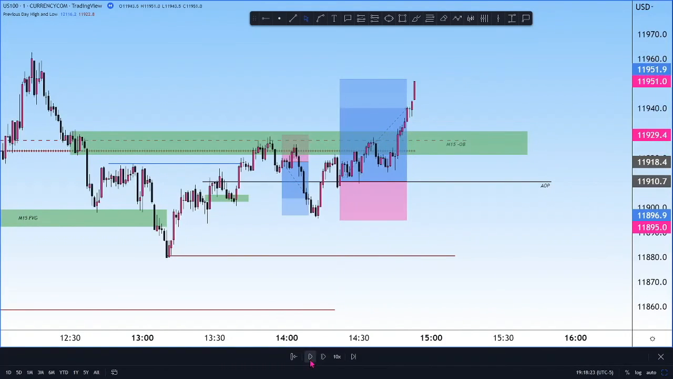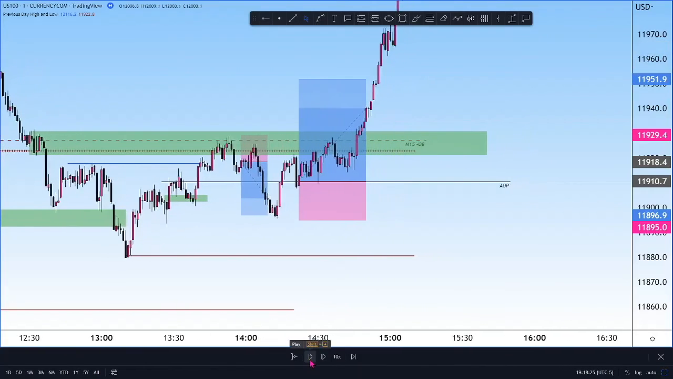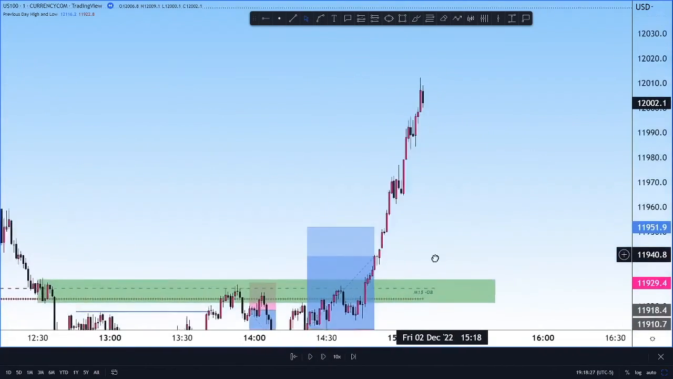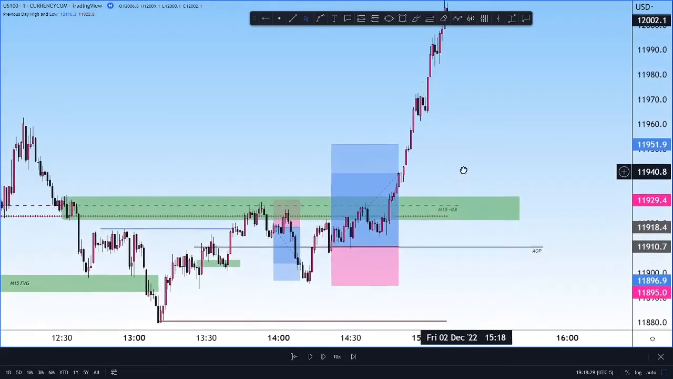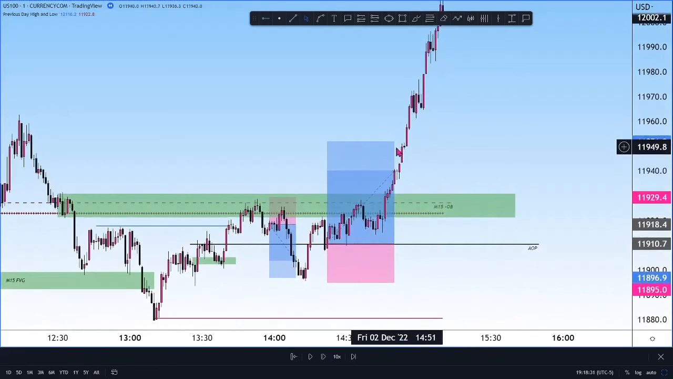To be honest, I wasn't at the charts after this. I was done. I was like, I'm going to end up chasing it and then not have any good setups and having a bad day. So I just let the market go without me after that.